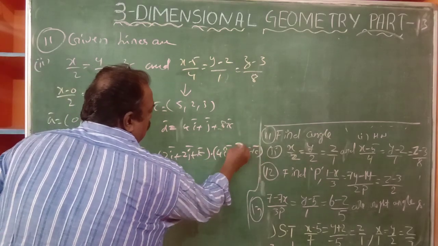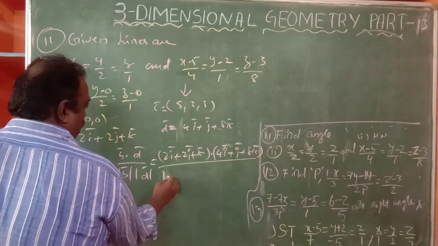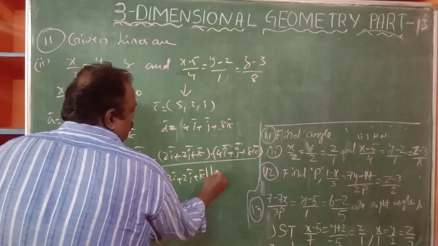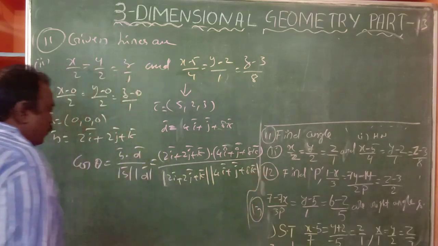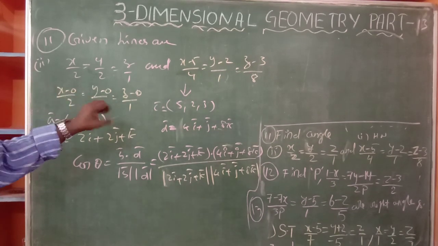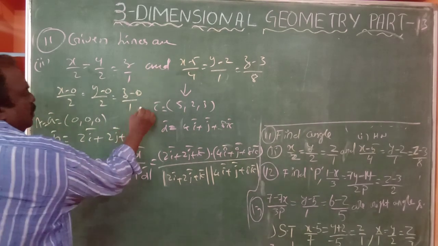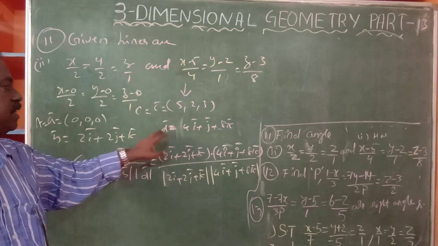By modulus of the same 2i plus 2j plus k, modulus of 4i plus j plus 8k. So, please try to understand it. This is given in the Cartesian form. That means the line is passing through this point, here it is a point C, and parallel to the vector b bar. Here the second line is parallel to the vector d bar.